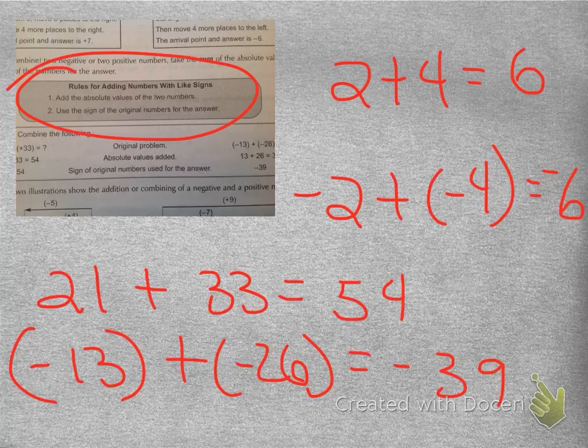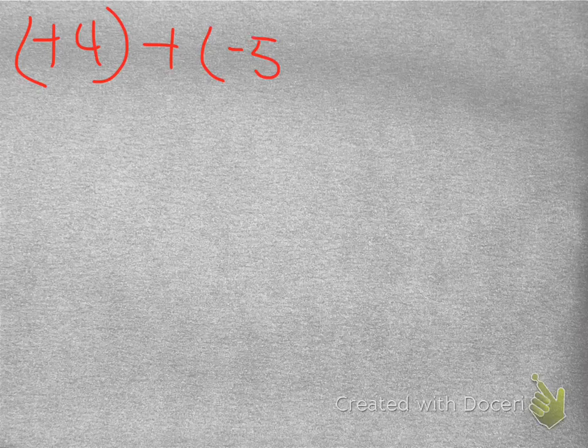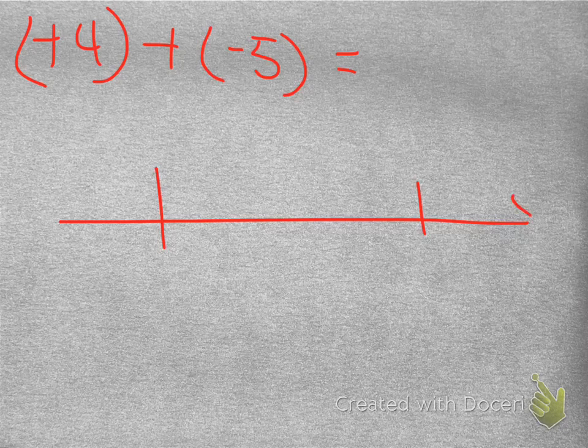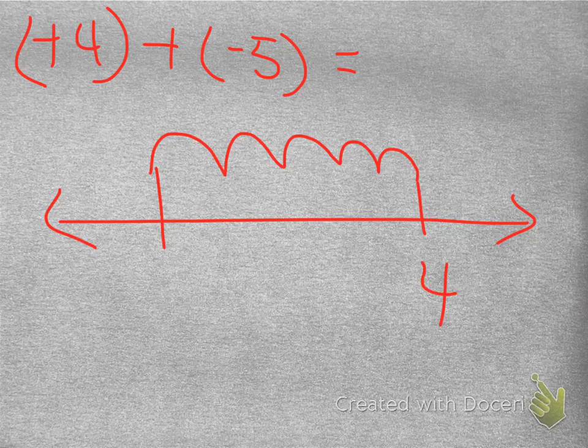Now, we're going to do this. What happens when they're not the same? What if I have a negative and a positive? So what if I had positive 4, and I'm going to add a negative 5? So this time I started at the 4, and I go backwards 1, 2, 3, 4, 5. Where will I be?